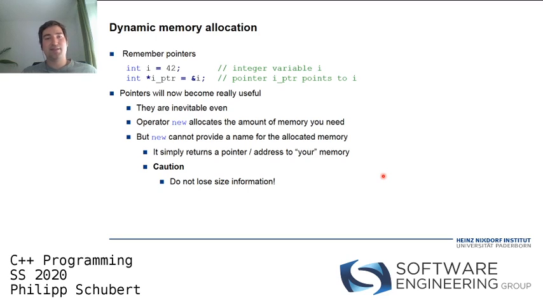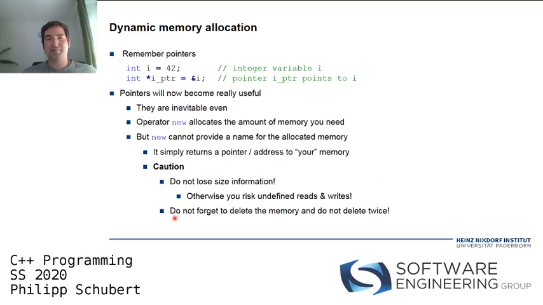And once again, caution, please do not lose size information. Otherwise, you risk undefined reads and writes. So if you allocate, let's say, 1 million integers, you better also somewhere store that you allocated 1 million integers. Otherwise, if you need to iterate that memory using for loops or whatnot, you're screwed, basically.